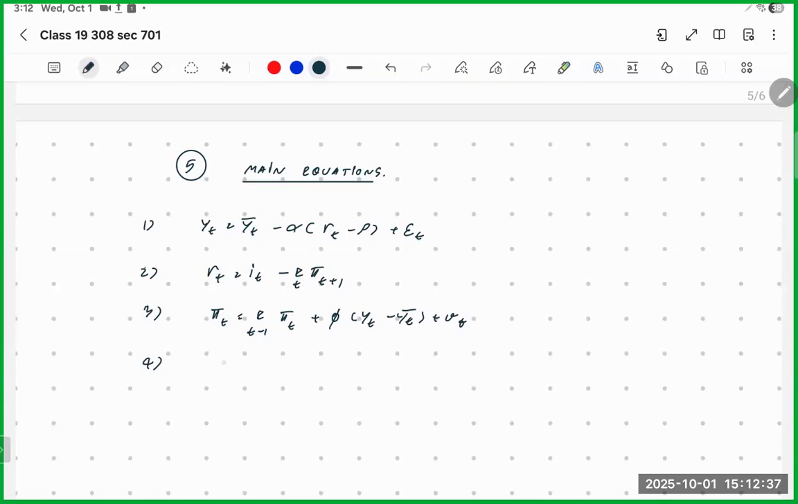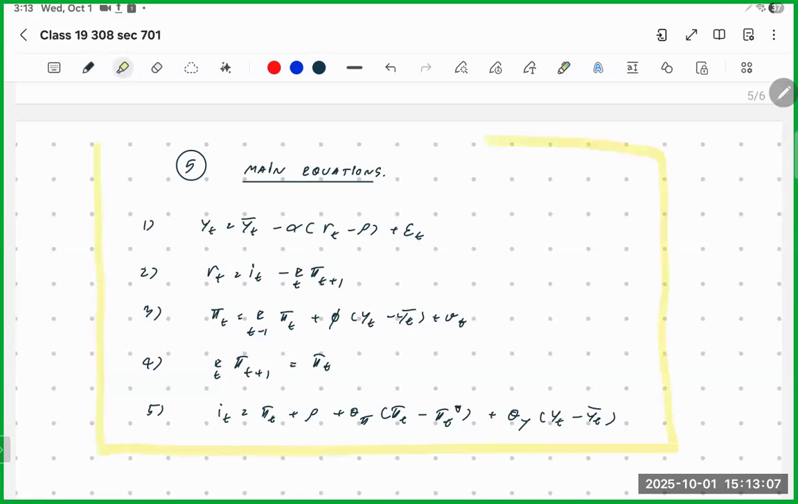Equation 4, adaptive expectation, expected t pi t plus 1 equal to pi t. And equation 5, the monetary policy rule, it equal to pi t plus rho plus theta pi t minus pi t star plus theta y, yt minus yt bar. Okay, these are the 5 main equations that you need to understand.